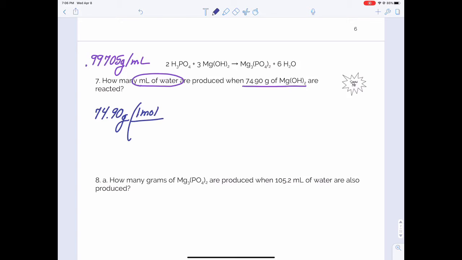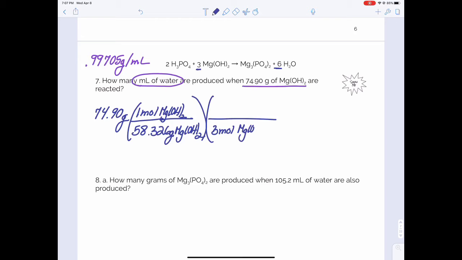So 1 mole of magnesium hydroxide, and I find that number on the periodic table. It's 58.326 grams of magnesium hydroxide. The question's asking about water, so I use the coefficients from the balanced chemical equation here. The only time I use the coefficients is when I have a mole over mole parenthesis. So I would have 3 moles of magnesium hydroxide will produce 6 moles of water.